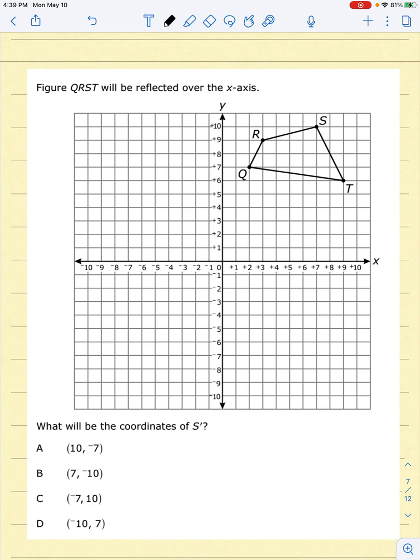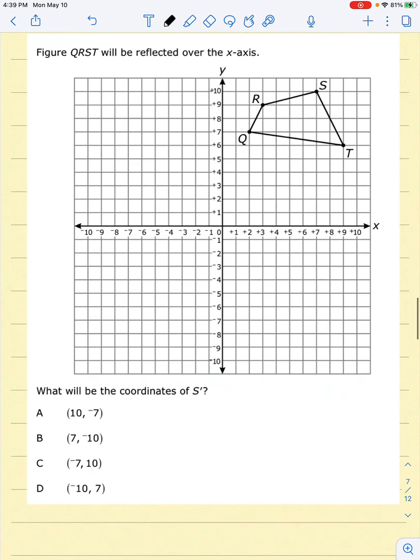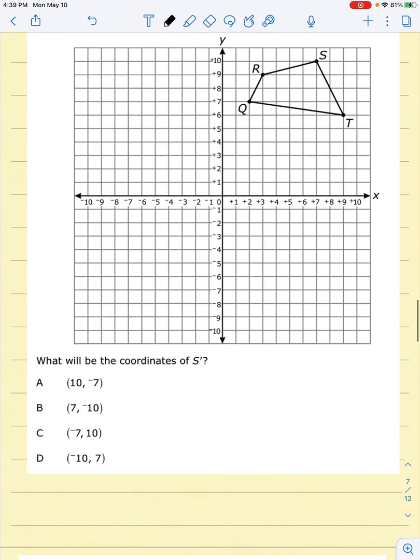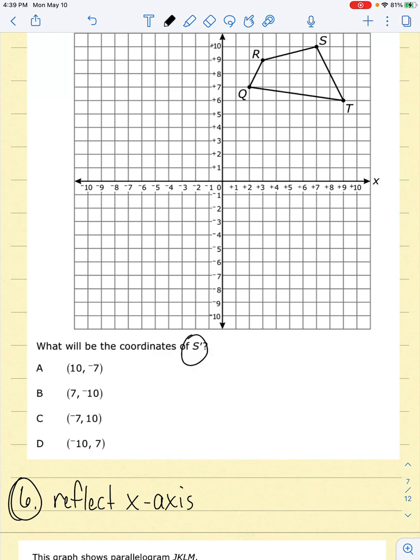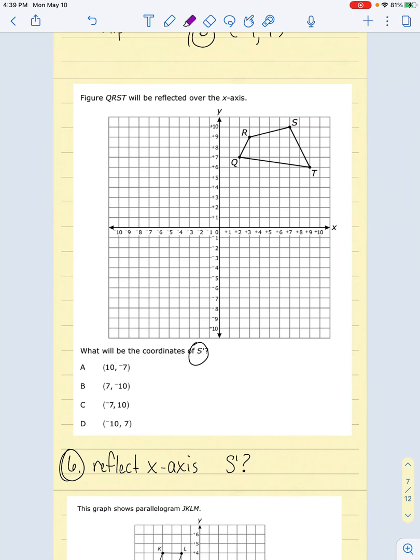Number 5 is also a reflection. It says figure QRST will be reflected over the x-axis. So this is number 6. So we're going to reflect over the x-axis, and it wants to know the coordinates of S prime. Okay? So first, I want to find my x-axis right here. That means I'm going to flip that figure over the x-axis. So I'm going to go from the top to the bottom. And I want the new coordinates for point S prime.